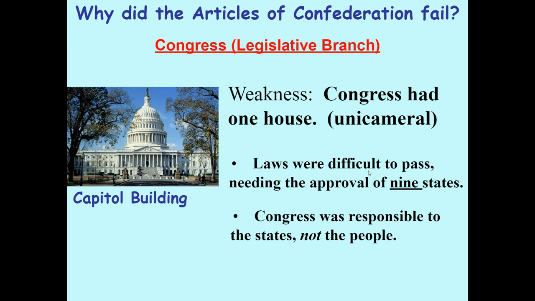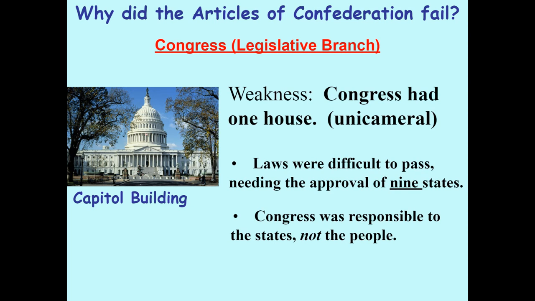Also, Congress was responsible to the actual state, but not so much the people who live there. So Congress did not represent the people from which the state they came. Congress just represented the people who sat in government. And so it was not a true representation of what the people wanted.